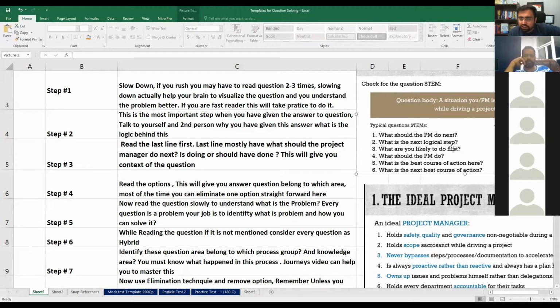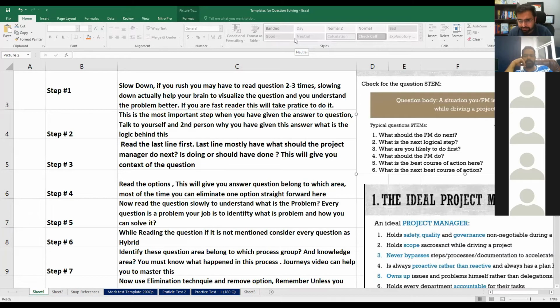Most of the time the last line is: what is the next logical step? What are you likely to do first? What should the PM do? What is the best course of action here? What is the next best course of action? If you have solved even one mock, most of the time the question has this as the last line: what should the PM do next, the next logical step, likely to do first, best course of action.